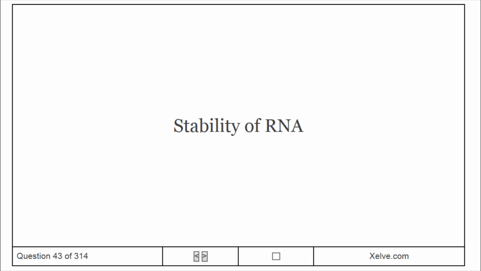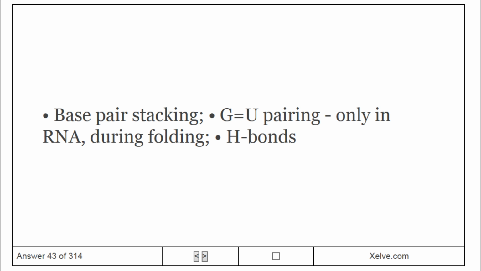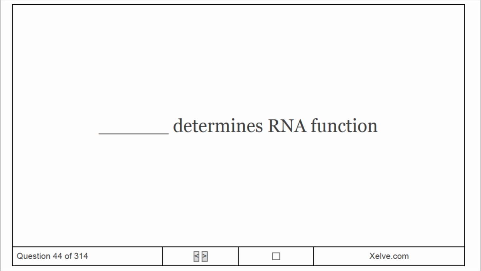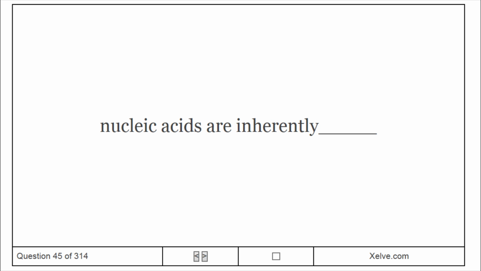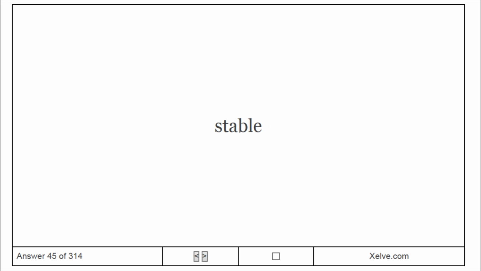Stability of RNA. Base pair stacking, G-U pairing only in RNA, during folding, H bonds. Blank determines RNA function. Specific structures. Nucleic acids are inherently blank. Stable.